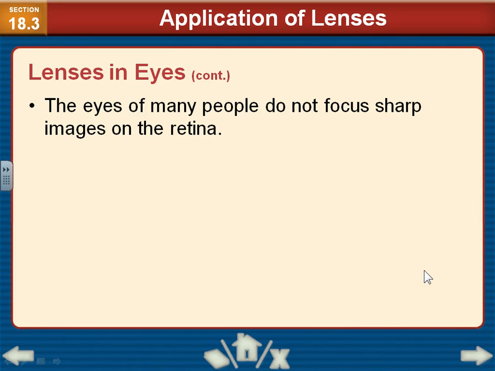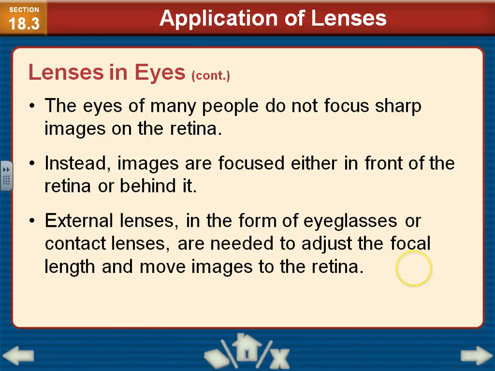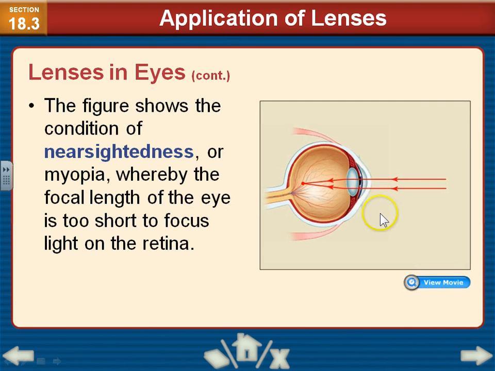And what happens is that many people don't have a sharp focus of the image on the retina. The images are either focused in front of the retina or behind it, and your brain just really can't figure that out. We will use external lenses like eyeglasses or contacts to make some adjustments, or we'll use something like LASIK surgery that will actually change the shape of the cornea and the lens so that it focuses correctly.